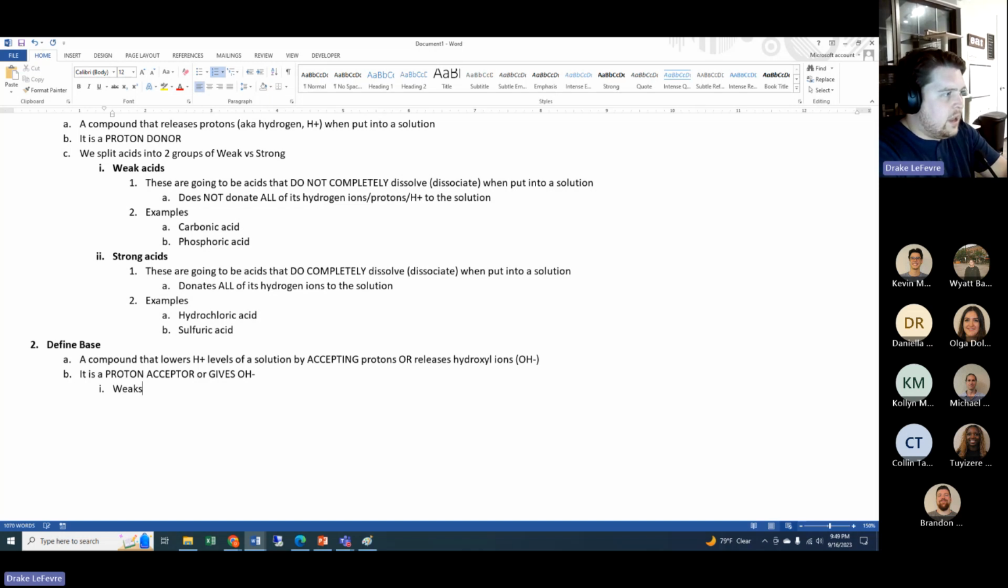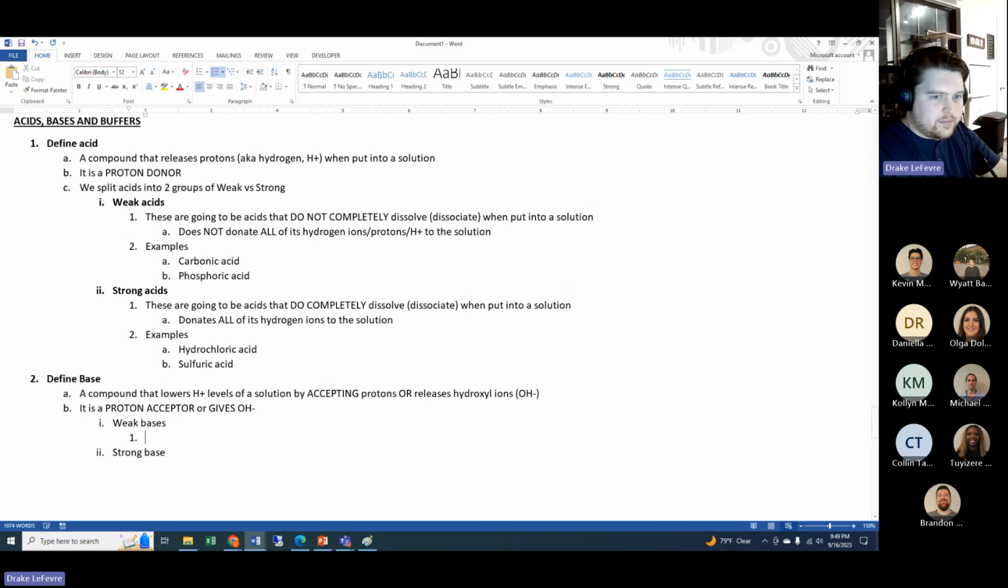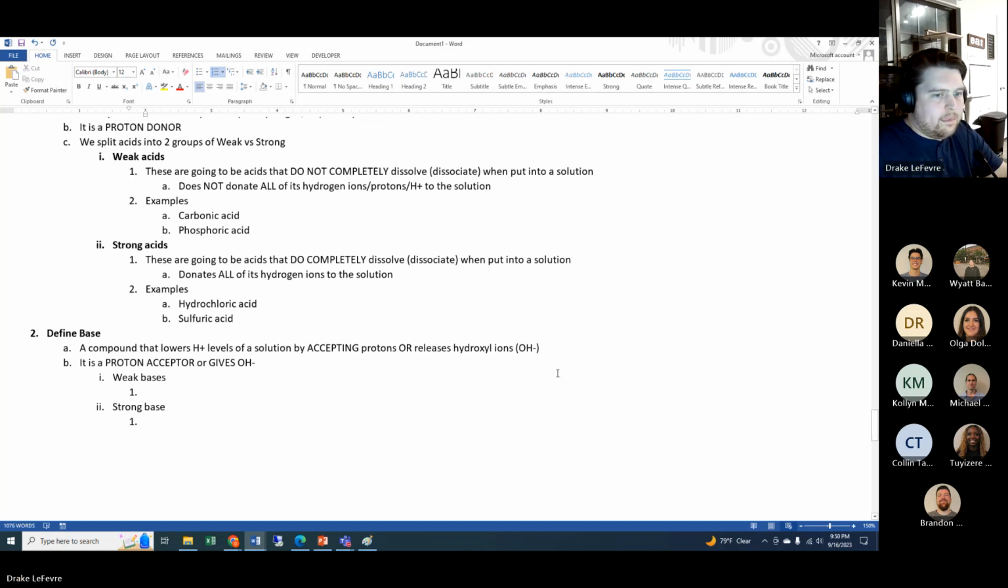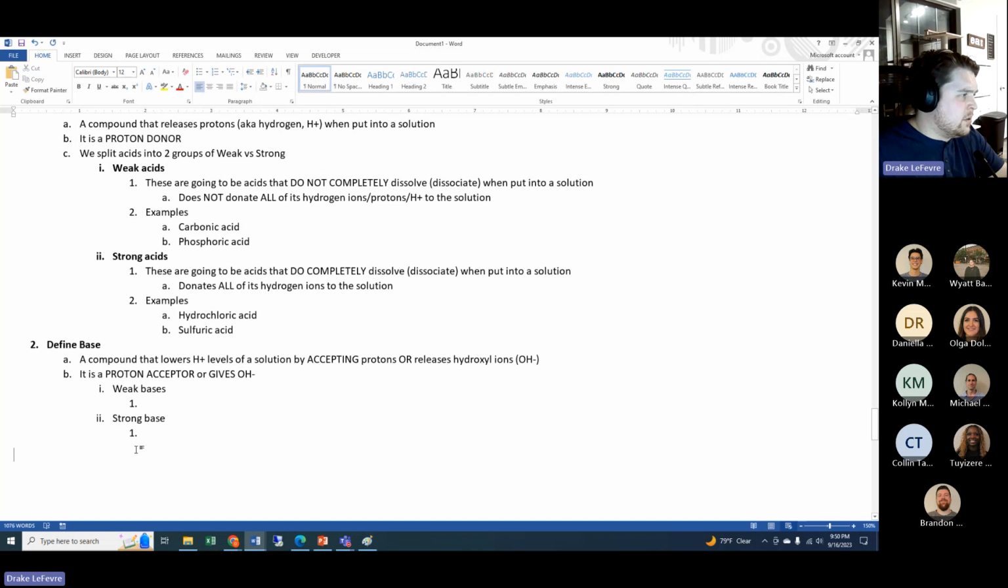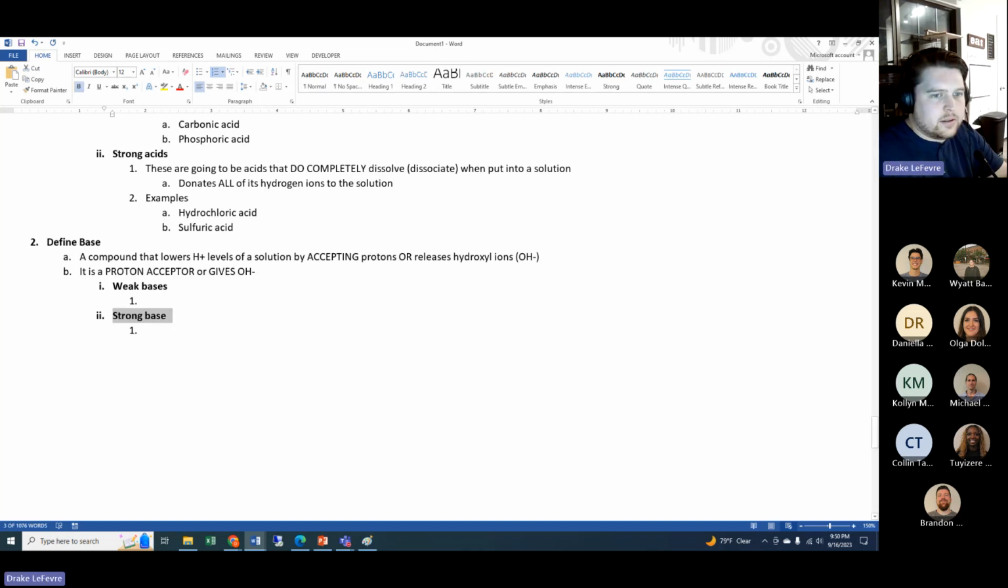And just like the acids, we have weak bases and we have strong bases. It's the exact same definition where the weak bases are going to not dissociate completely, so they do not completely dissolve, and the strong bases are going to completely dissolve. If you want, you can go back later and throw in the definitions there, but it's identical to weak versus strong, and the same exact idea as with the acids. Okay.